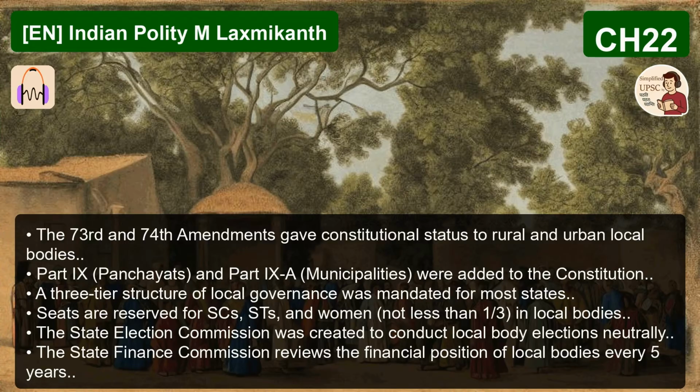Speaking of central power, let's circle back to the emergency provisions, specifically the changes from the 44th Amendment in '78. Another direct response to executive overreach. Yes, the 44th Amendment brought in three huge changes to prevent the misuse of emergency powers. First, it replaced the vague term internal disturbance with the much stricter term armed rebellion for declaring a national emergency. That's a much higher bar.